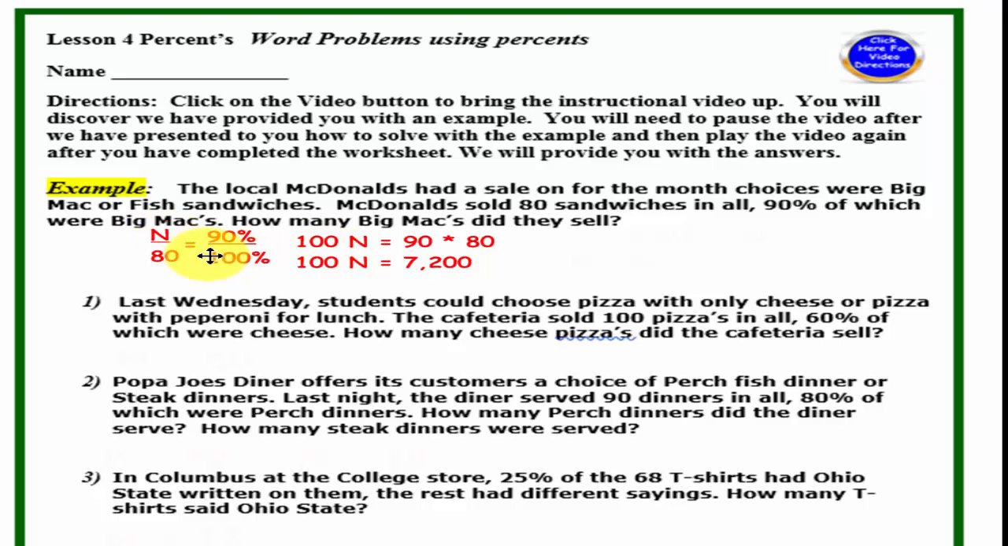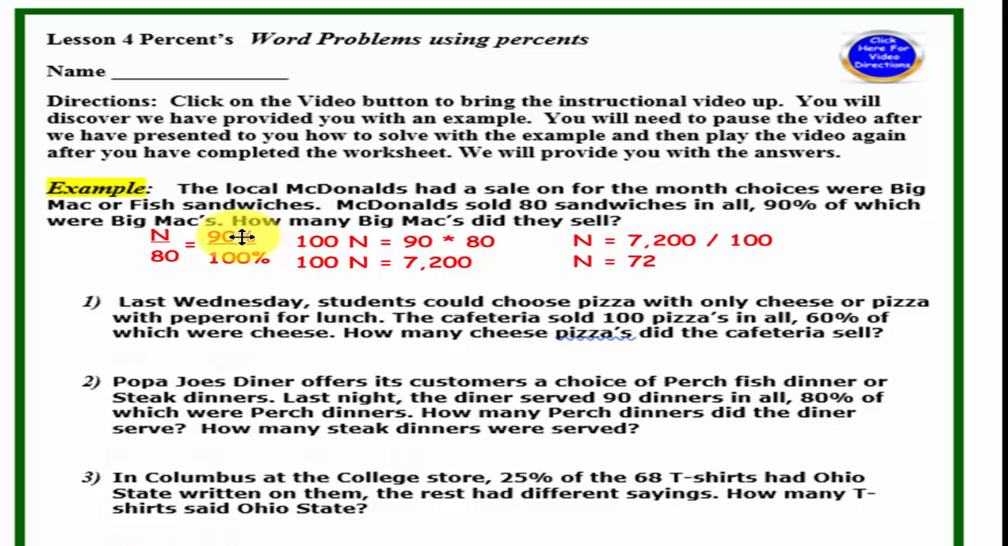Well, we're going to cross multiply 100 times n, which we get here, 80 times 90, right, which comes out to 7,200. So we have 100n equals 7,200. So what we have to do next is simply divide 7,200 by 100, right? And that gives us n equals 72. So, how many Big Macs did they sell? 72. Hopefully that makes sense.